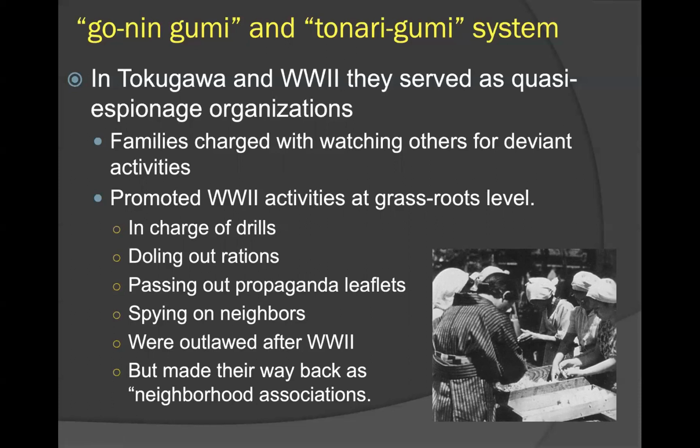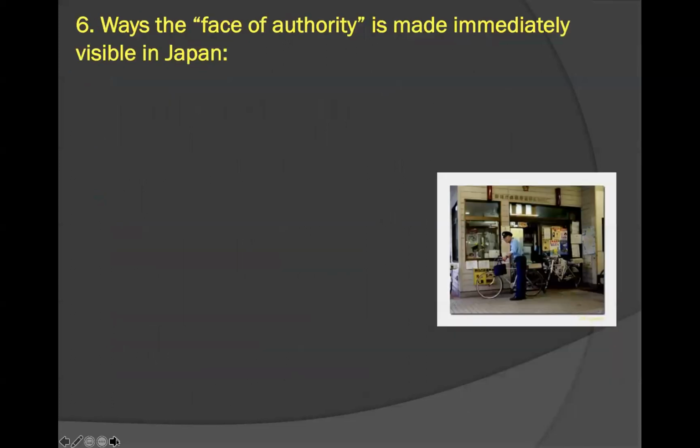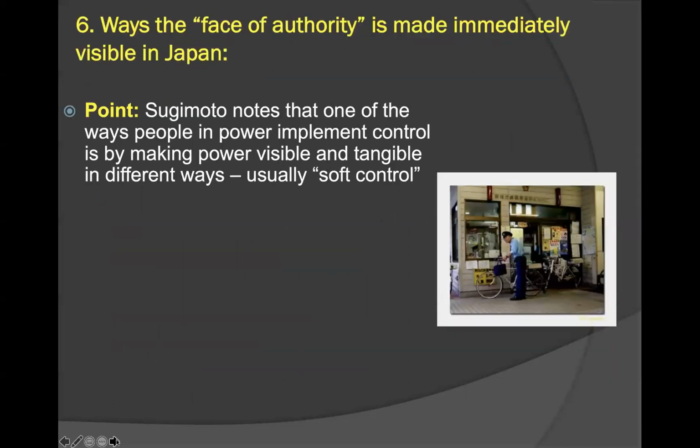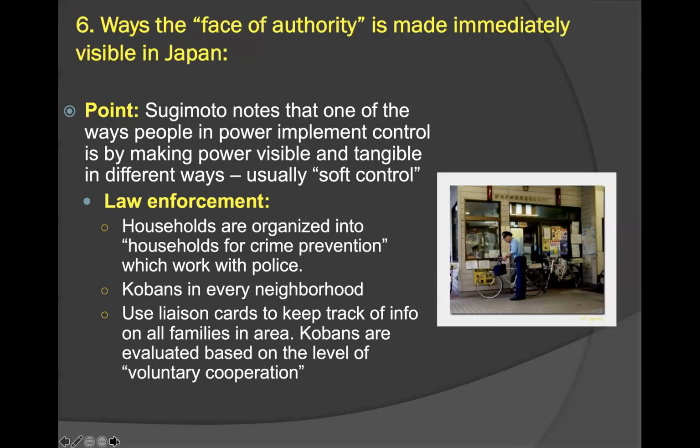Now these Gonin Gumi and Tonari Gumi were outlawed after World War II by the US occupation because they played a large role in helping the government. But they made their way back as neighborhood associations that still exist today, which are much more benign than their predecessors. A couple of the things that we also look at, and what Sugimoto talks about, is how the face of authority or power is made immediately visible and tangible in Japan.